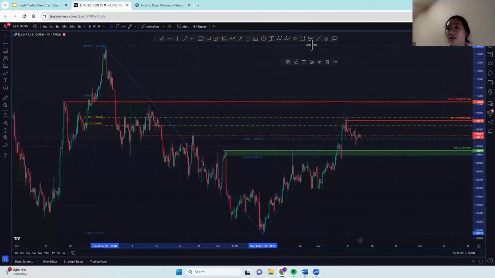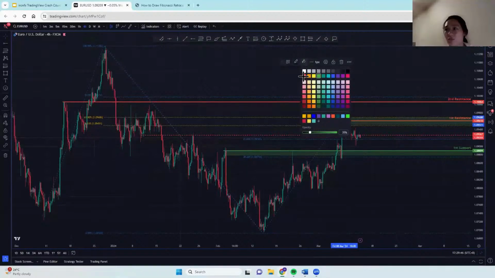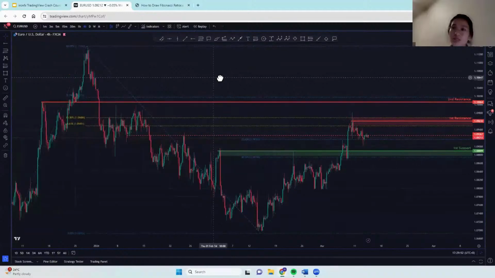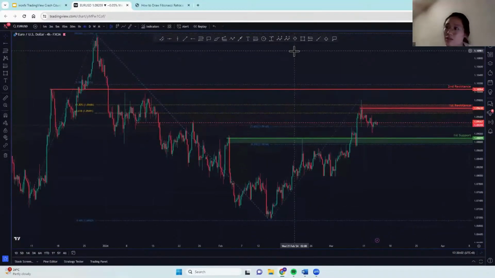And this box here is a box that I use to highlight the different levels. So here to here, since we have a confluence area with this 261.8 Fibonacci level. Confluence basically means that there's more than one Fibonacci level that lines up with our support and resistance. So that's just basically what a confluence is.